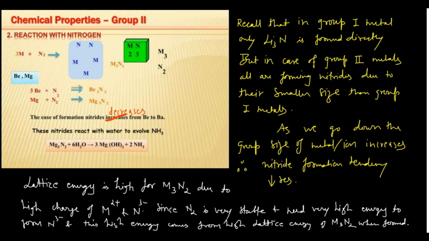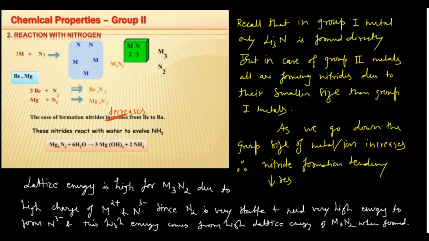But in case of group 2, all metals will form nitrides. Why? Because their size is smaller than the group 1 metals, and the nitride ion, N3 negative, is quite small, so these nitrides are readily formed by the group 2 metals compared to the group 1 metals. In group 1 only lithium can form such nitrides. As we go down the group, the size of the metal ion increases, therefore the nitride formation tendency decreases. Please remember, when the size of the metal ion increases, the nitride formation tendency decreases. So for the alkaline earth metals, there is a decreasing order, while there is no question of this decreasing reactivity in case of the alkali metals, because only lithium can form the nitrides.